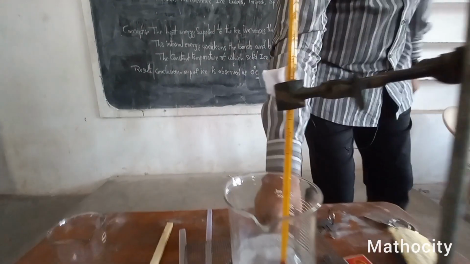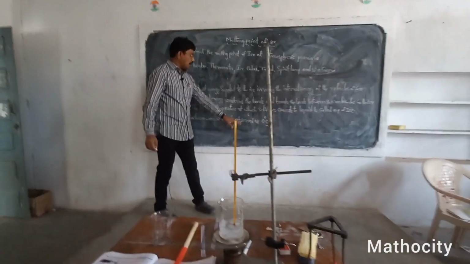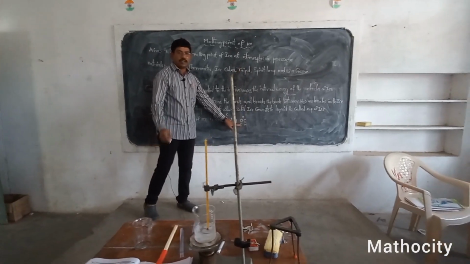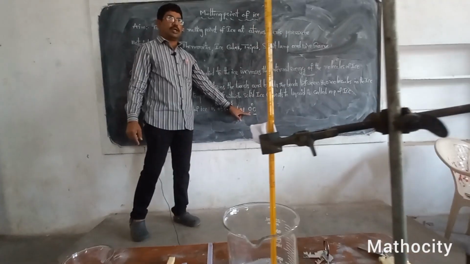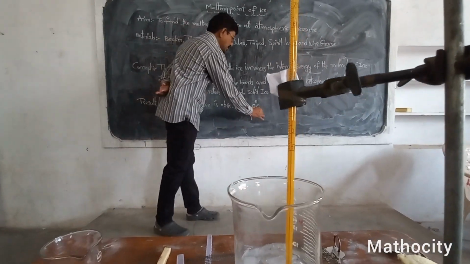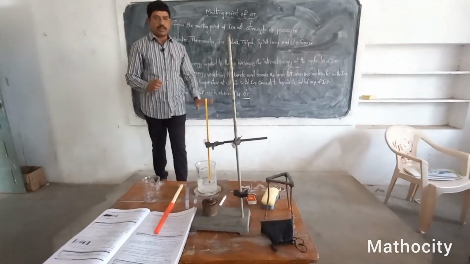So what is the result we observed? The melting point of ice is 0 degrees. Observe that one. What is the temperature there? 0 degrees. The melting point of ice is equal to 0 degrees centigrade. Are you clear? Make a note of it.